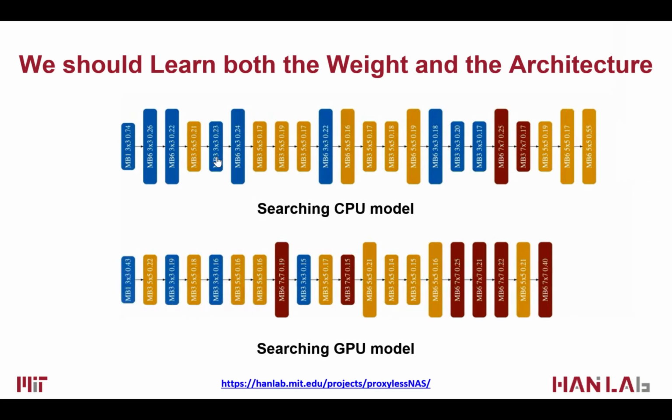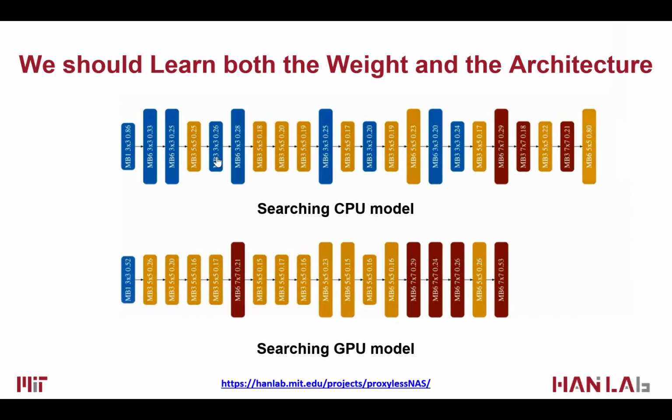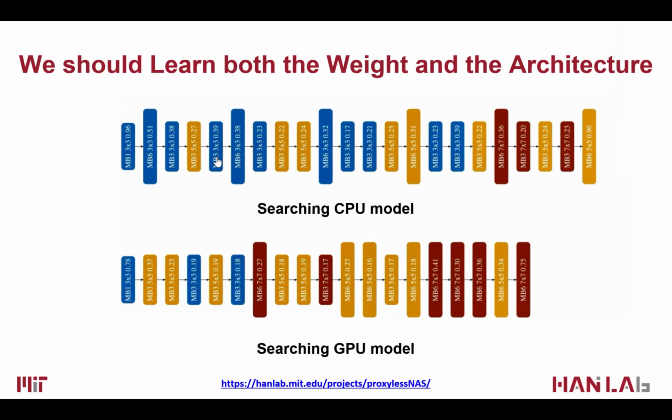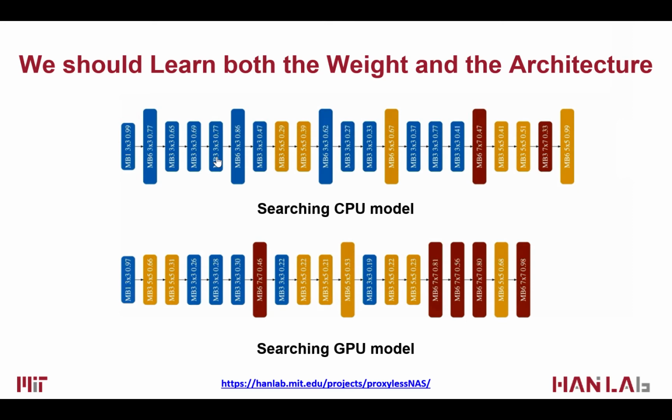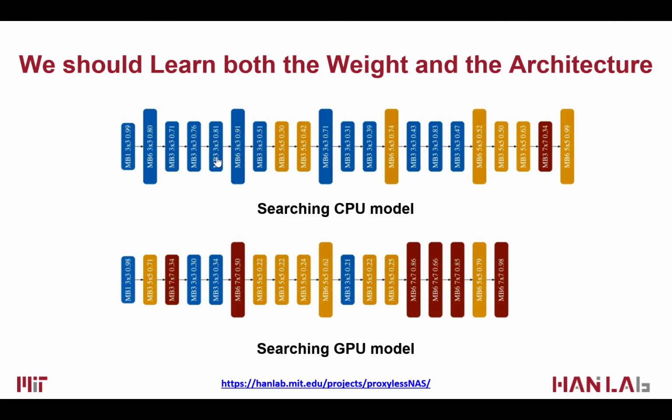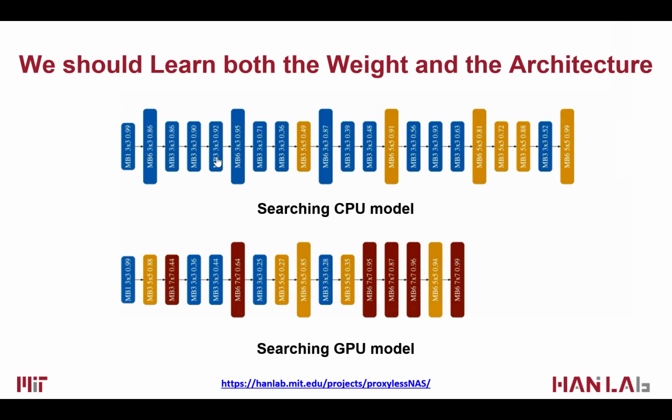We jointly learn the weight and architecture parameters on GPU and CPU. Initially, these two models have similar architectures. However, with different feedback from different hardware, they gradually learn to be different. For example, the model on CPU tends to be deep with small and slim kernels, while the model on GPU is shallow with many wide and large kernels. That's because GPU has more parallelism than CPU.